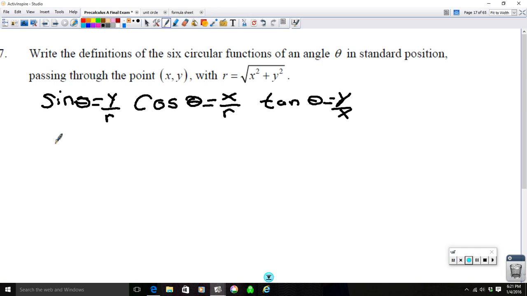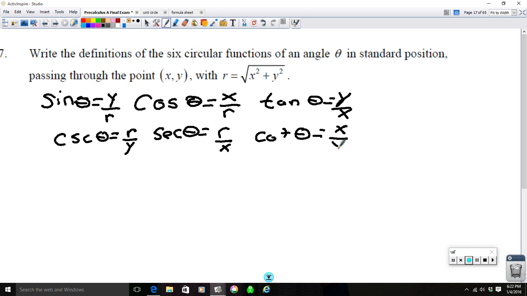And then the reciprocal functions, such as cosecant, is the reciprocal of sine, which is r over y. Secant is the reciprocal of cosine, so that is r over x. And cotangent is the reciprocal of tangent, so that is x over y. One way of remembering this, if you're having difficulty, is to draw a reference triangle in quadrant number 1. This is your radius, your x value, your y value, and this is theta. And remember, sine is opposite over hypotenuse, cosine is adjacent over hypotenuse, and tangent is opposite over adjacent. And then the other three are just the reciprocal of that.